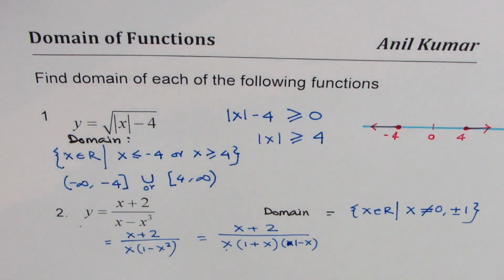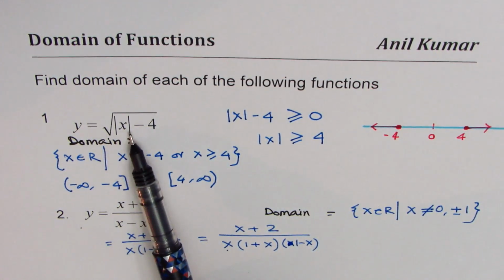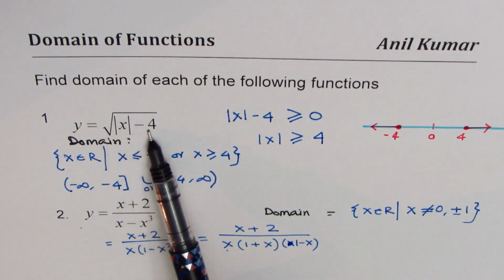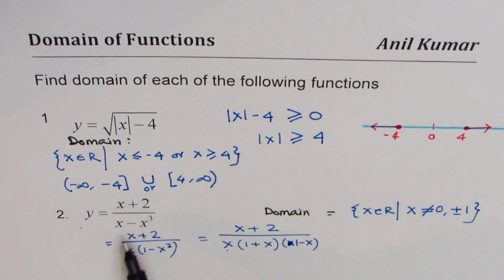So I hope that helps you to understand. So whenever you have a square root function, the inside argument should always be non-negative, and for a rational function, the denominator should not be 0, right? The best technique is to factor and then figure it out, as we've done in this example.